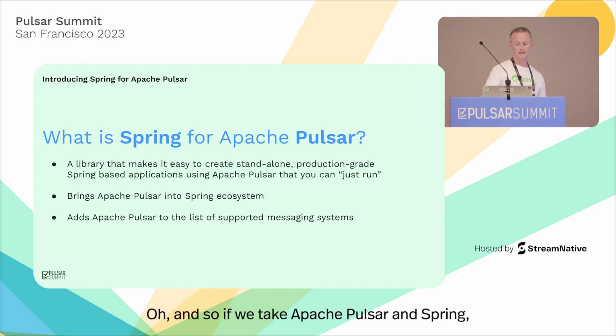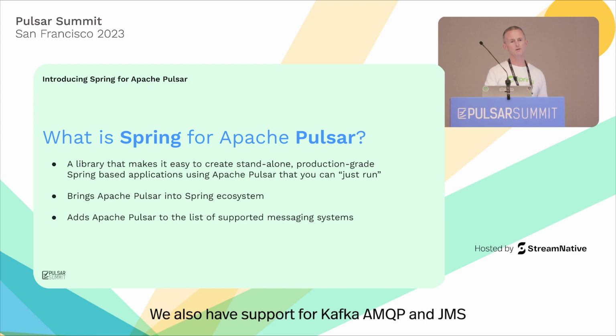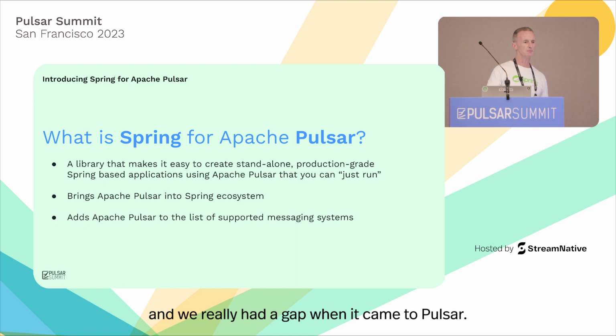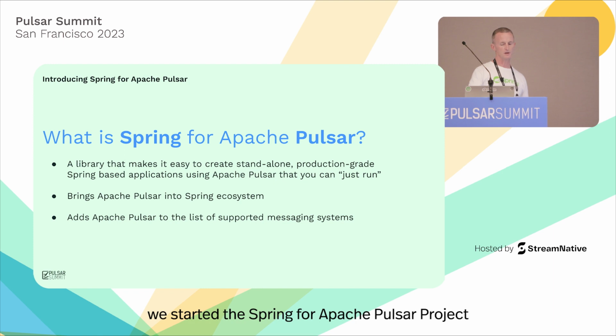So if we take Apache Pulsar and Spring, how do they fit together? Spring for Apache Pulsar is a library that lets you write production-grade Spring-based applications using Apache Pulsar that just run. This is not our first foray into messaging in Spring. We also have support for Kafka, AMQP, and JMS, and that's been there for a while. We really had a gap when it came to Pulsar, so about a year ago, one of my coworkers and I started the Spring for Apache Pulsar project. We think it's a good thing.